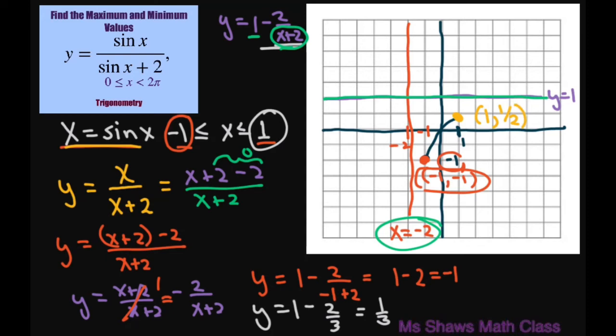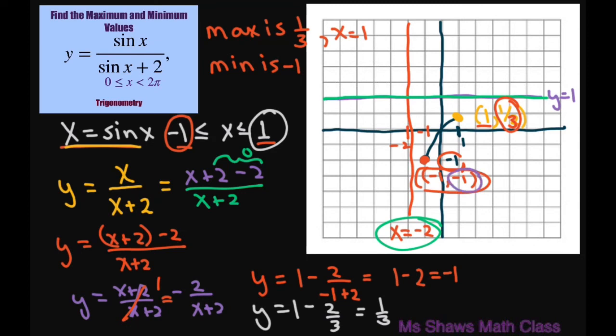Therefore, I'm going to erase it here, I want to keep everything on the same page. But anyway, the maximum is 1/3. This is 1/3 here, and that's when x is 1. Your minimum is -1, and that is here, and that's when x was -1 here.